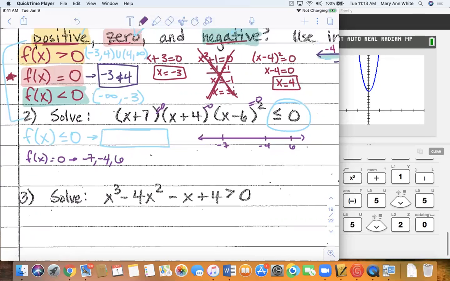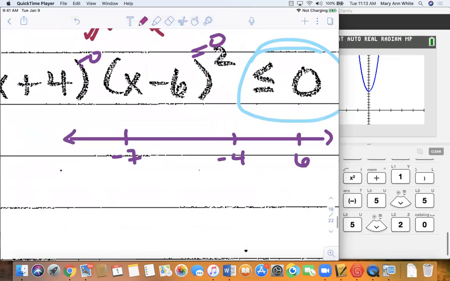Before I draw my sign chart, I'm going to figure out which numbers I want to kind of guess and check with. Again, there's no right number. As long as you pick a number between -infinity and -7, you are correct. I'm going to pick -8. In between -7 and -4, I'm going to pick -5. In between -4 and 6, I'm going to pick 0.